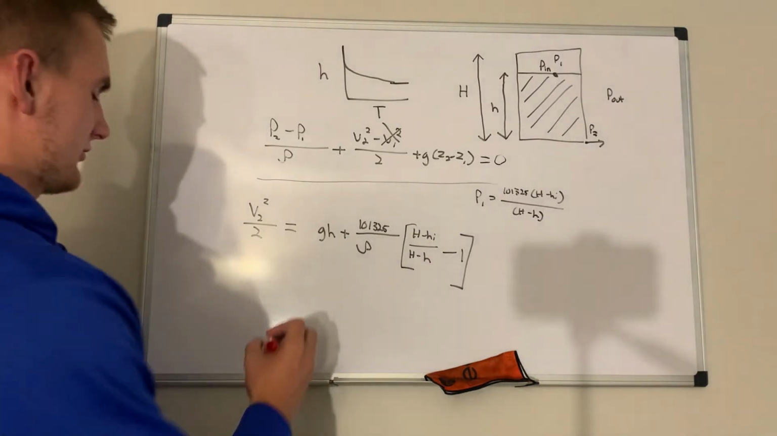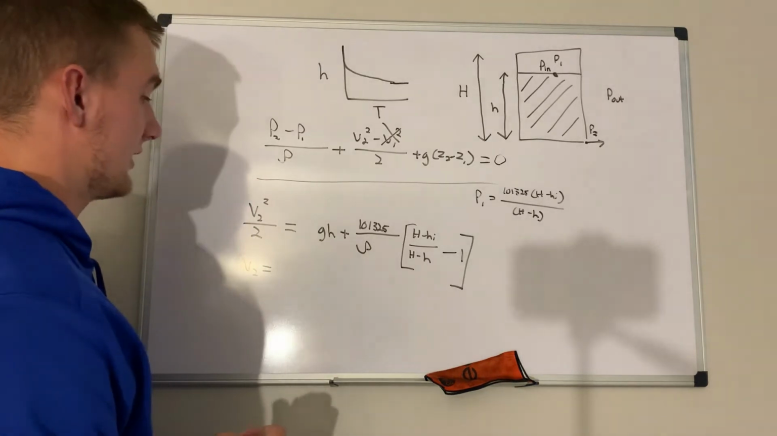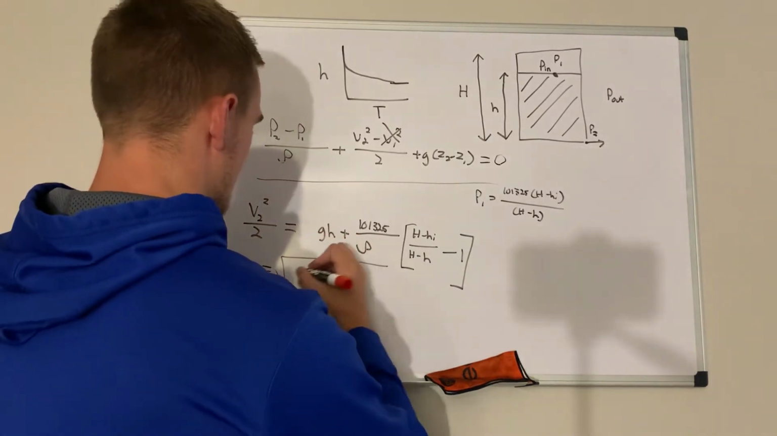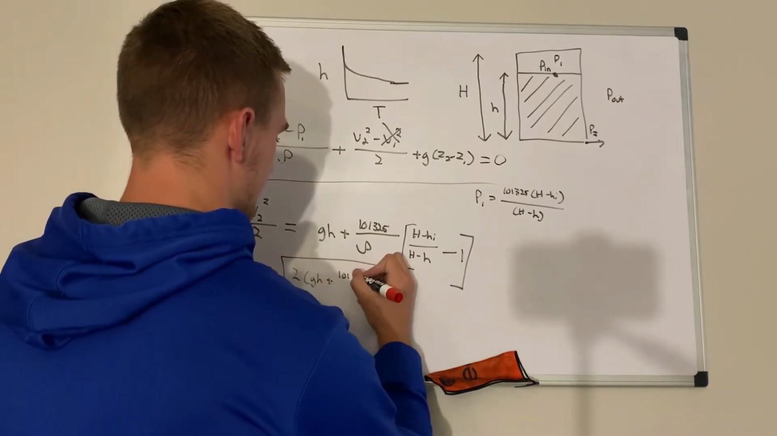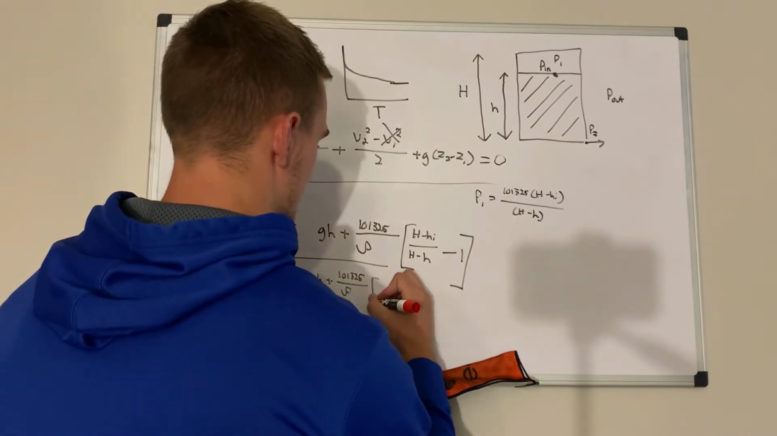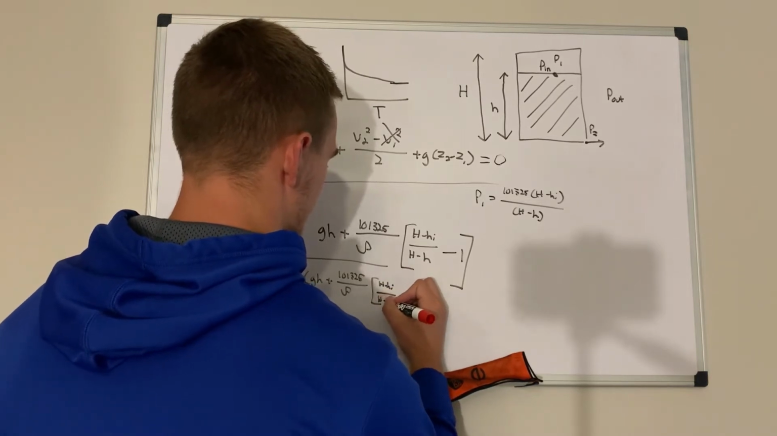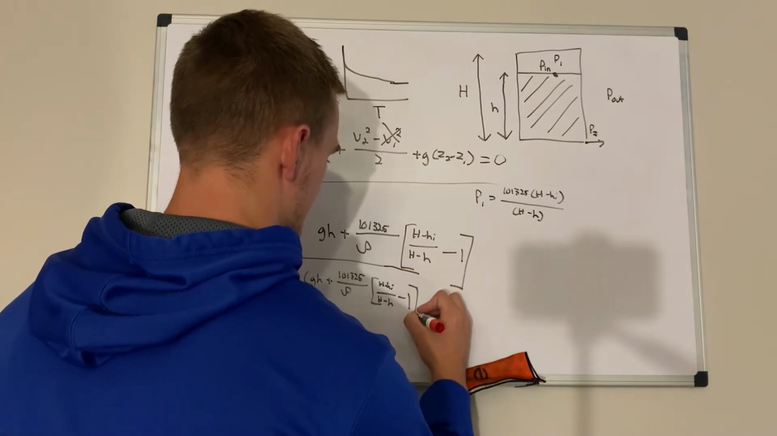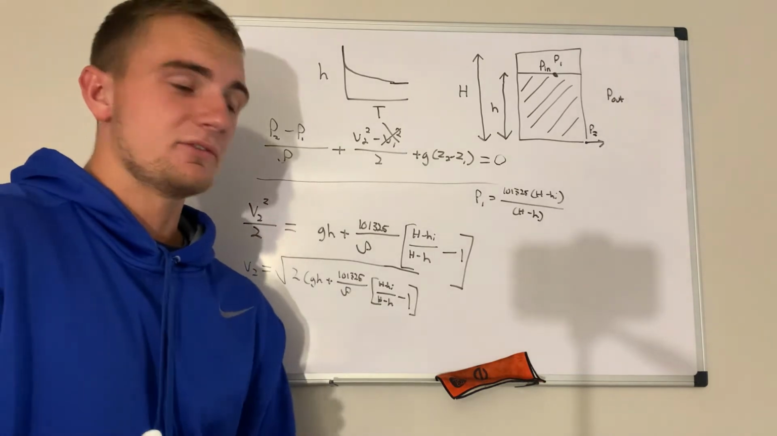So solving this further, solving for V2, we will see that V2 is now equal to the square root of 2 times GH plus 101,325 over rho times H minus HI, big H minus H minus 1. This is all under the square root sign here. So this is our V2 here.